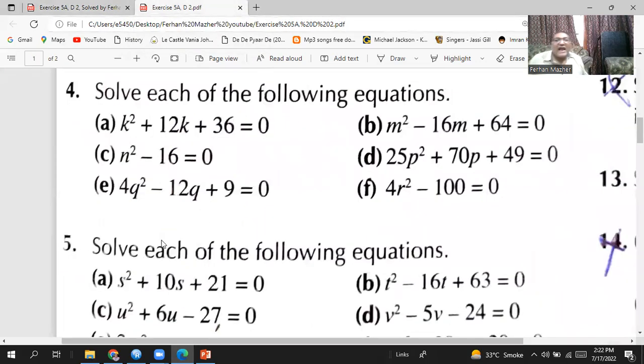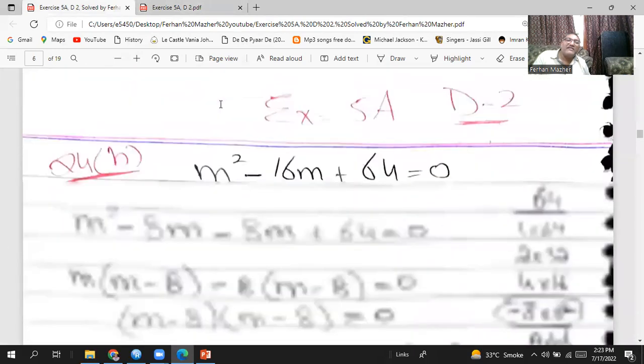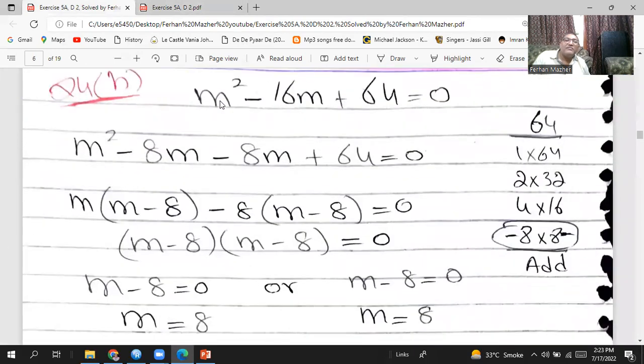Okay, next part is m squared minus 16m plus 64 equals to 0. So we can do both the things. We can factorize it by the midterm breaking, or we can also factorize it using the algebraic identity, because they are perfect squares, m square and 64. So multiply m square and 64, you get 64 m square. So we will write the factors of 64. They are 1 into 64, 2 into 32, 4 into 16, 8 into 8.